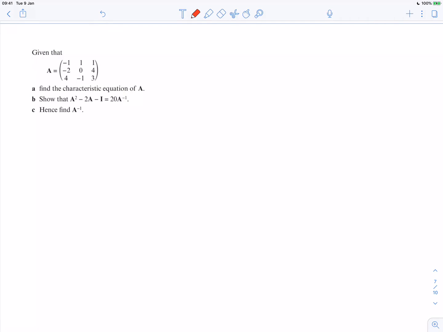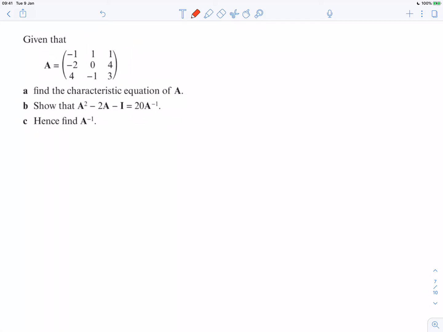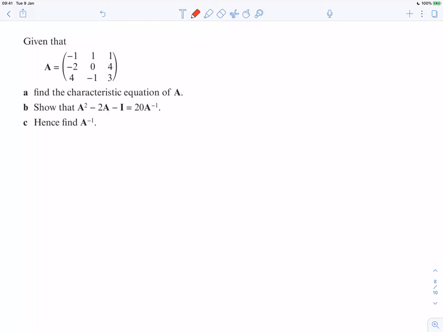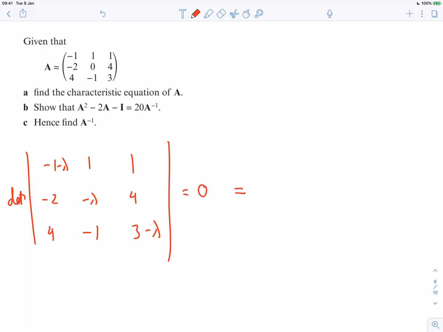So yeah, pause the video, give it a go yourself. We're definitely using the Cayley-Hamilton theorem. Okay, so given that A equals that, find the characteristic equation of it. So the characteristic equation is, if I write out the matrix and then I subtract lambda from the diagonal, so it looks like this, and then I take the determinant of this and I set it equal to 0.